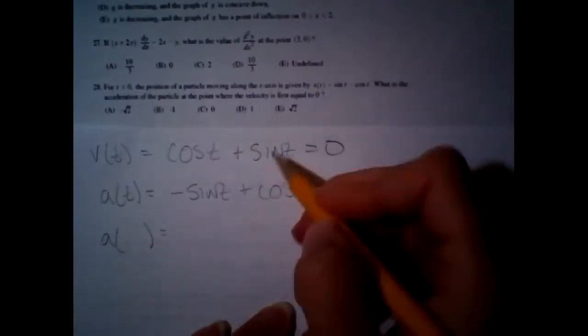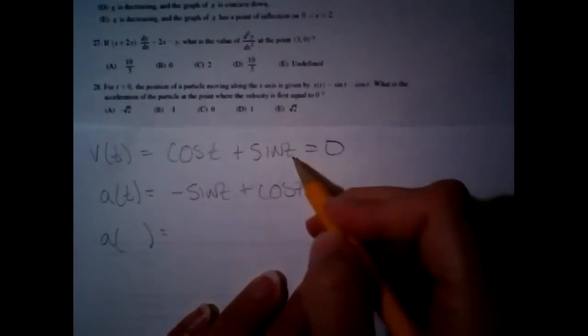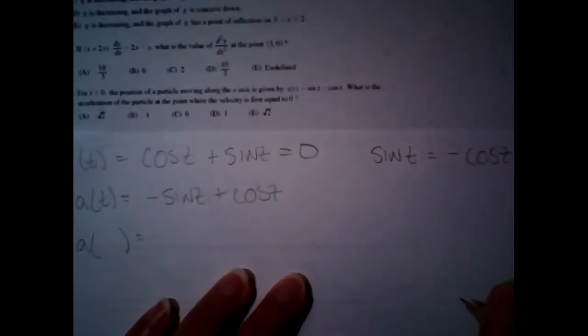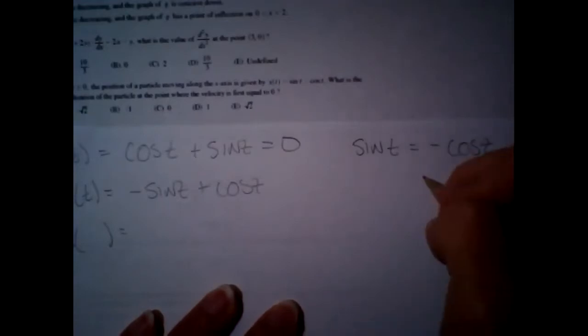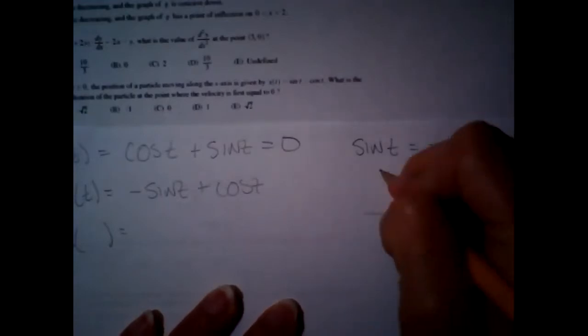So we want to plug something into acceleration. It says, what is the acceleration when the velocity first equals 0? So what you're going to do is set the velocity equal to 0, solve that, and whatever time you get is going to get plugged in here. Now, it doesn't matter which one of these you subtract over when you set this equal to 0. You're looking for a place where sine and cosine are equal but opposite signs. One of them's negative. So that's going to happen in the second quadrant.